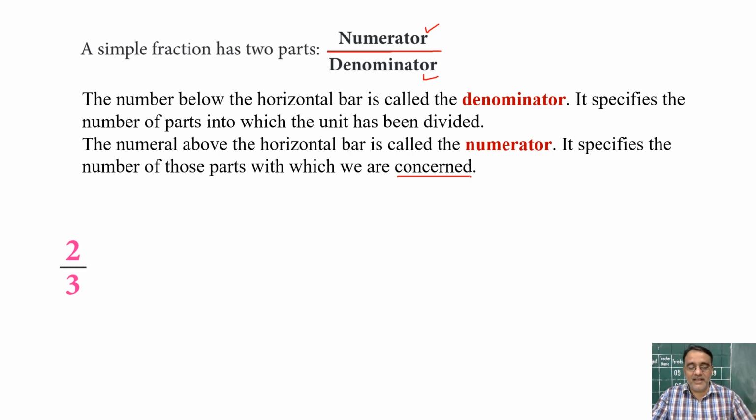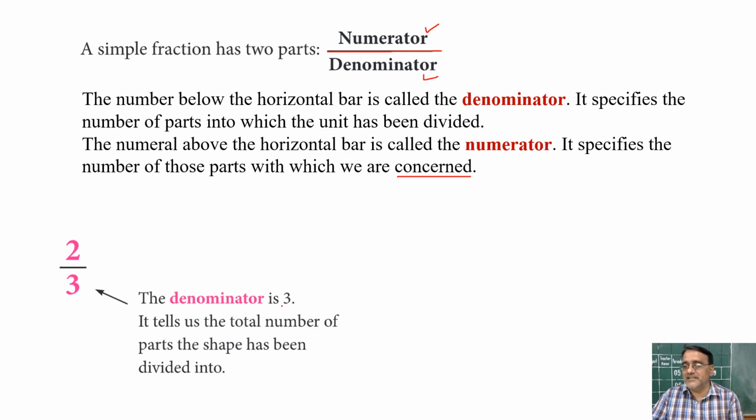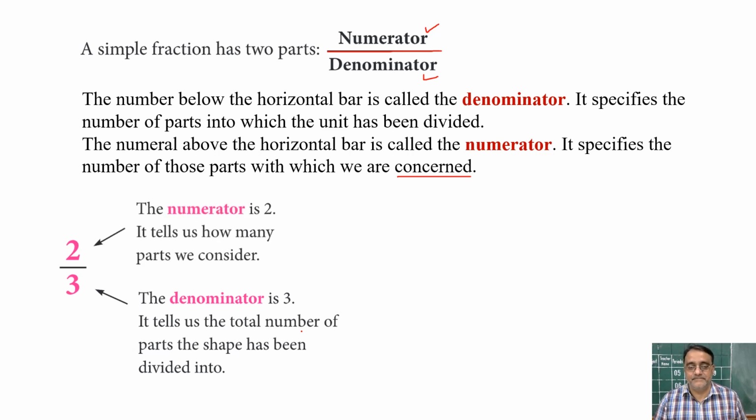What is the numerator here? 2. What is the denominator? 3. So 2 by 3 means the numerator is 2 and the denominator is 3. Denominator is 3 means it tells the total number of parts the shape has been divided into. And the numerator is 2 means it tells us how many parts we are taking or considering.